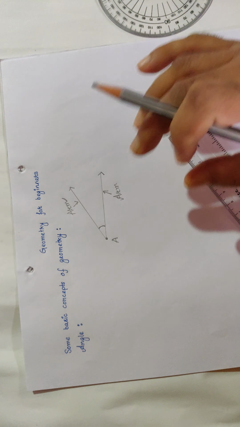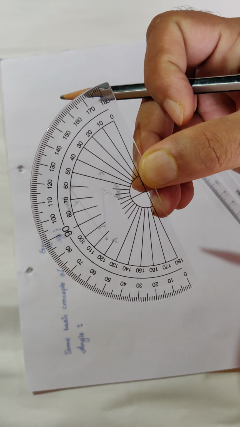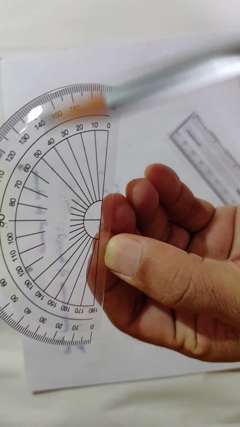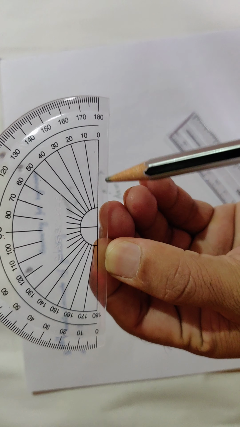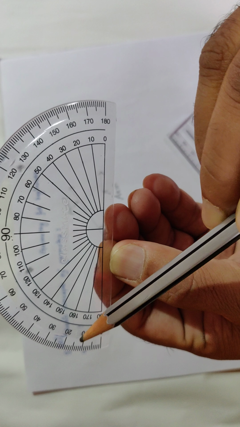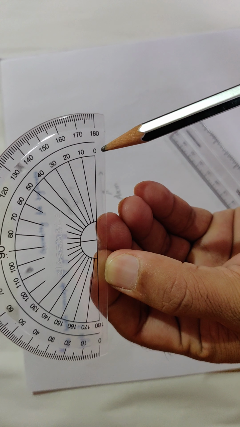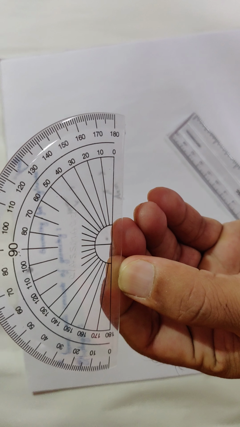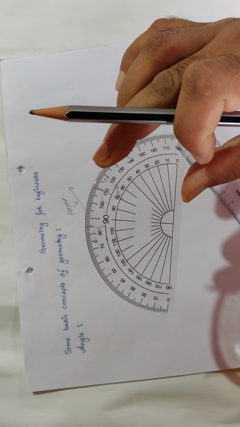Now we can measure the value of the angle, that is called the measurement of the angle, with the help of a protractor. You see here, this is the protractor. This is 0. This is the beginning mark, the baseline of the protractor. In this way angles increase 10, 20, 30, up to 180. Or from this direction also 0, 10, 20, 30, up to 180. So with the help of this protractor we can measure the value of this angle.